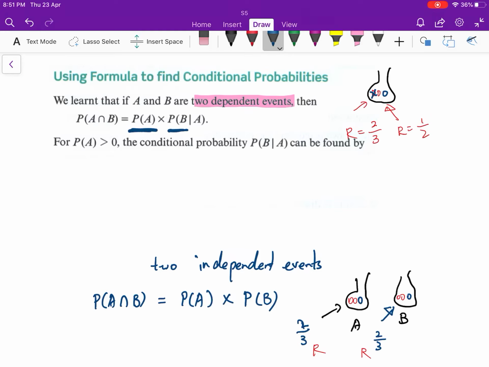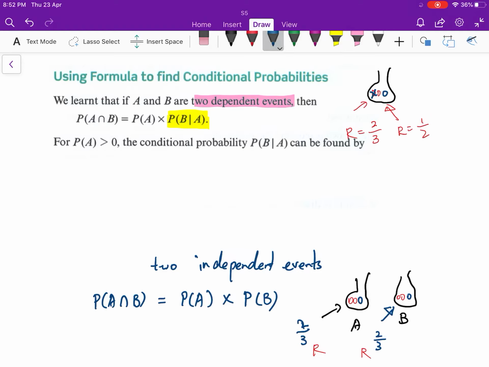So the dependent event probability will be the probability of A times the probability of B, but B should be based on A having happened first. Remember, this is conditional probability. In math, you can change the direction, right? What if the question doesn't ask you to find the probability of A and B, but just asks for the probability of B given that A?